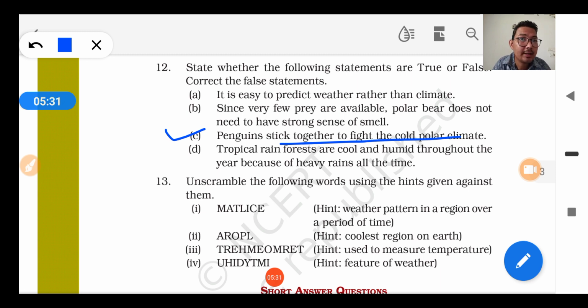Question number 12D. Tropical rainforests are cool, humid. No, tropical rainforests are not cool and humid. They are hot and humid. So I have corrected the statement.